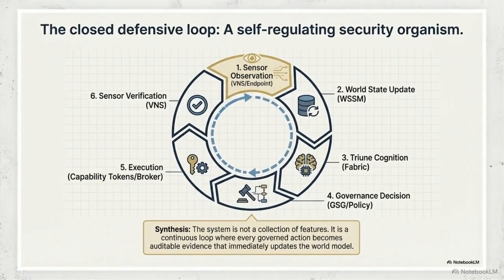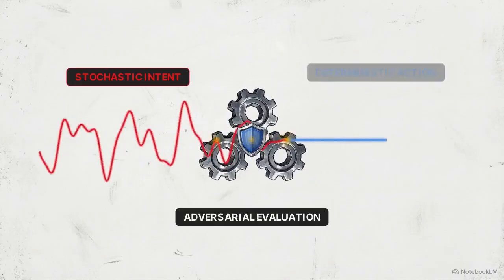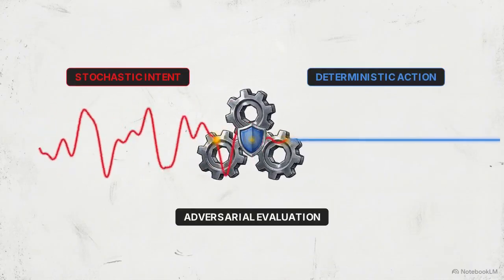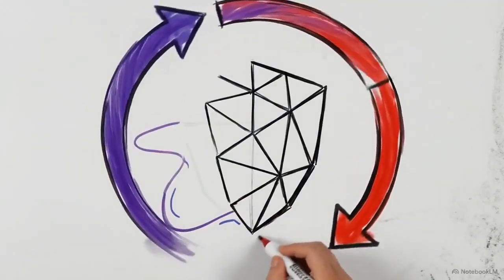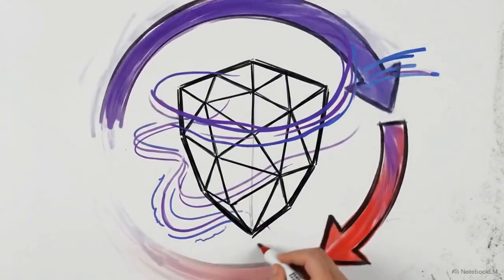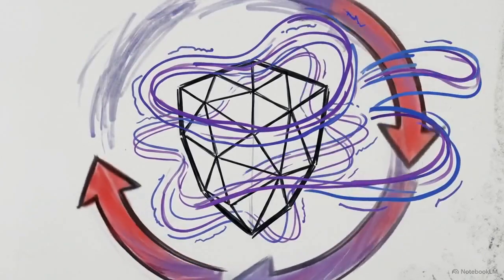By forcing non-deterministic AI intent through a continuous, deterministic, and adversarial evaluation loop, security transitions from passively monitoring endpoints to engineering an active, self-regulating organism capable of defending infrastructure at machine speed.